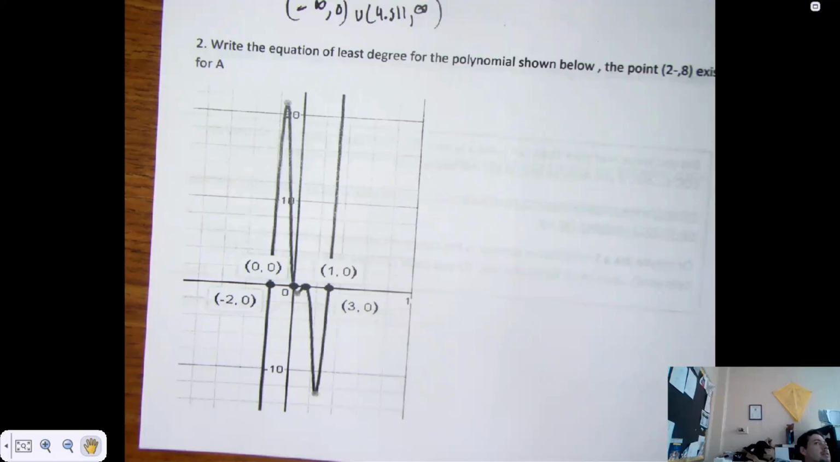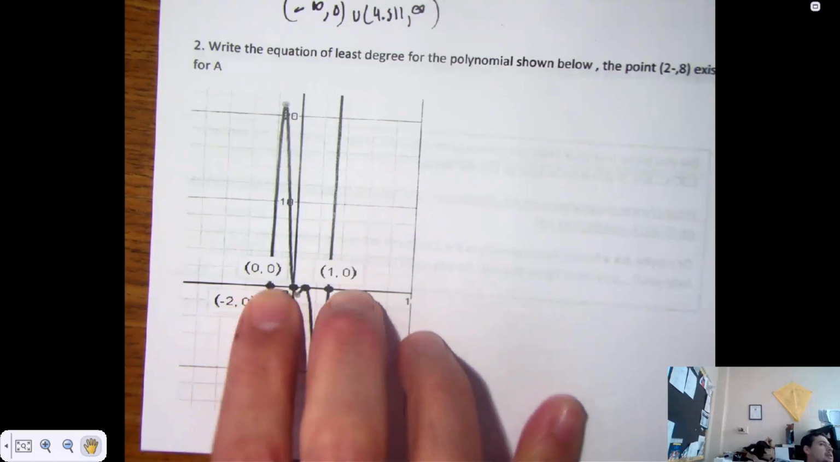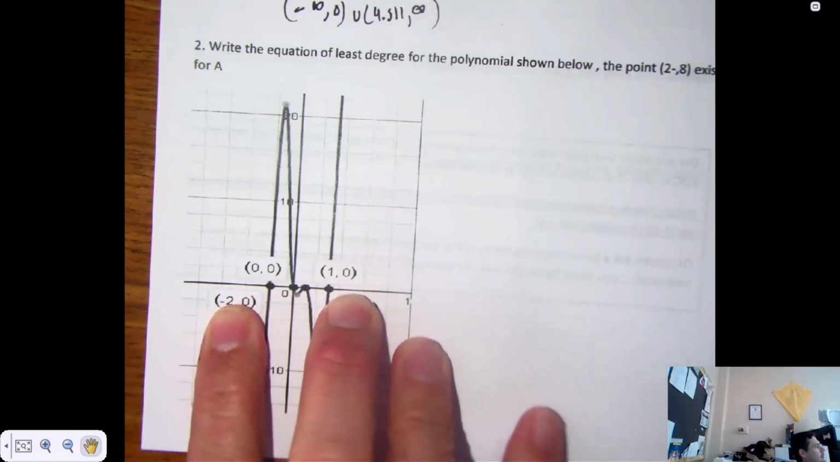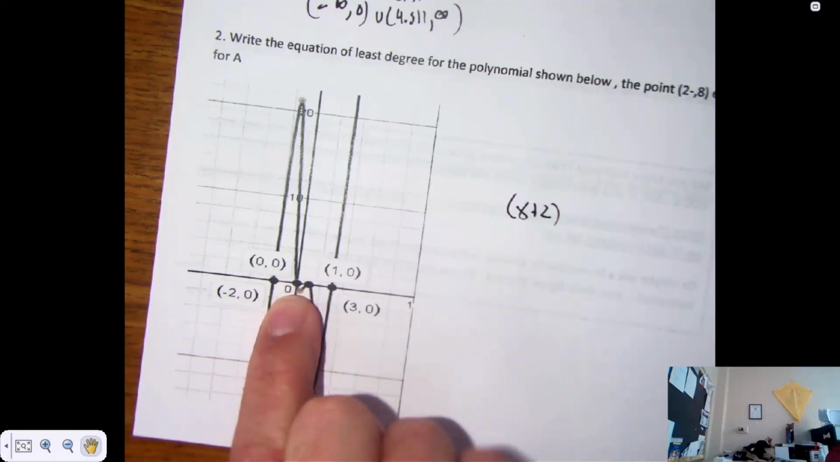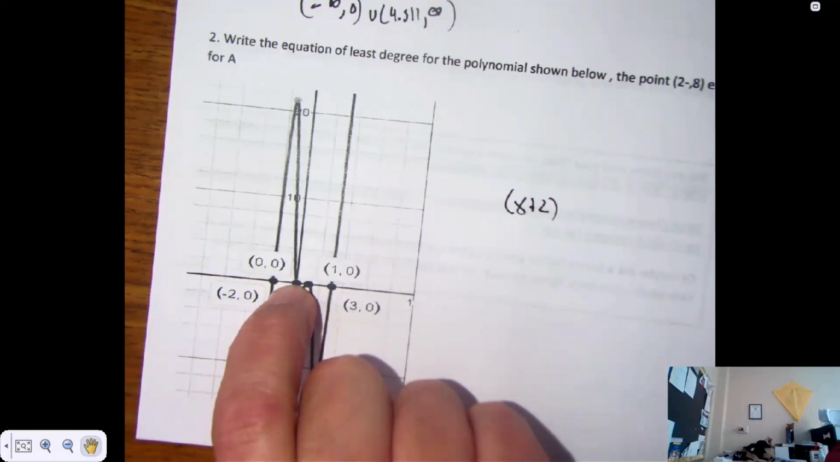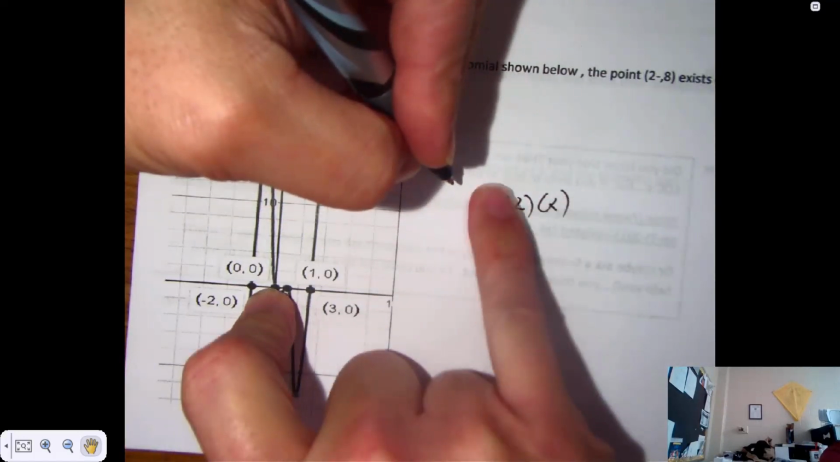All right, 2: write the equation of least degree for the polynomial shown below. The point 2, -8 exists on the graph, and it says plug this in to solve for A. So you've got to talk about your zeros. You have a 0 at -2, because that's where you cross the x-axis. What factor creates that? You need to understand that. X plus 2 creates that 0. You have a 0 at x equals 0. What factor creates a 0 at x equals 0? It's created by x, because we think about the cover-up method: it equals 0, right?